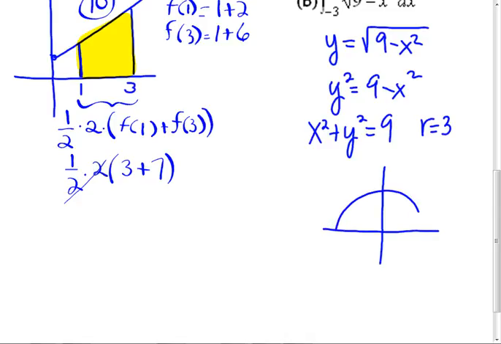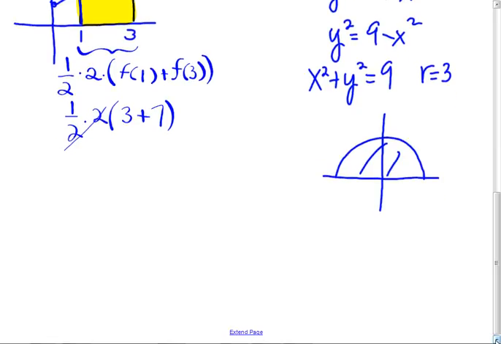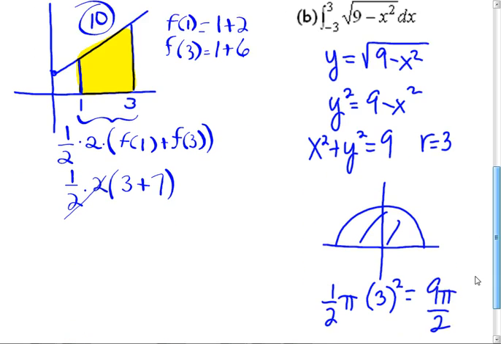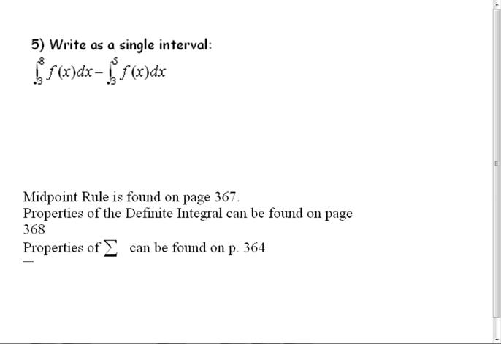It's the top half. So what part of a circle do we have? Justin? Semicircle. It's 1/2 pi, and the radius is 3 squared. Okay? The middle of the circle, I mean the center, obviously. And so you're going to use geometry. You're not going to find antiderivatives. So be careful. Sometimes you know too much.